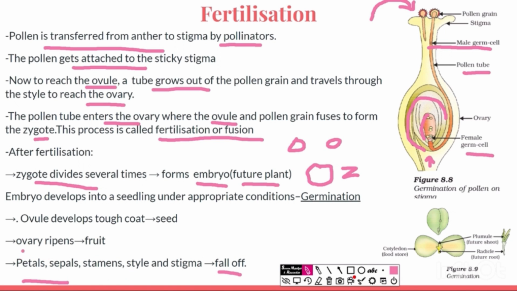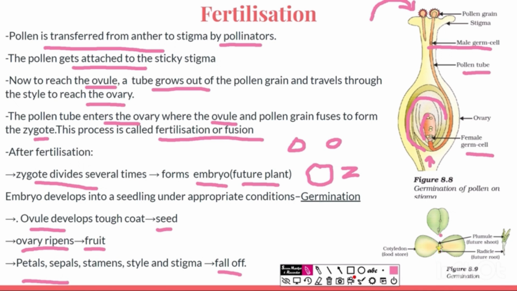The ovary ripens, grows in size, and forms the fruit. The ovule grows into a seed, and inside the seed we have the embryo or the future plant. You can see this is what is happening inside the seed. So this is the seed, and around the seed we have the embryo.